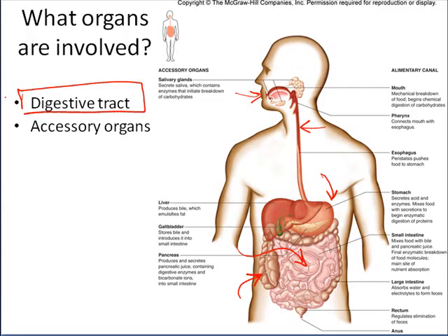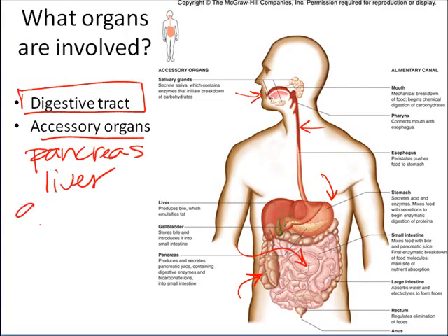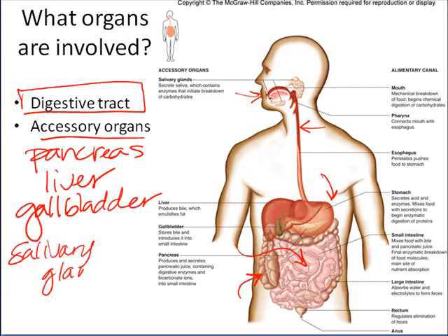By comparison, we also have some other organs that are not part of that tube, but they oftentimes will dump substances into that digestive tract tube. These are called the accessory organs, and they include the pancreas, the liver, the gallbladder, and things like the salivary glands are considered accessory organs. That's a good enough list.